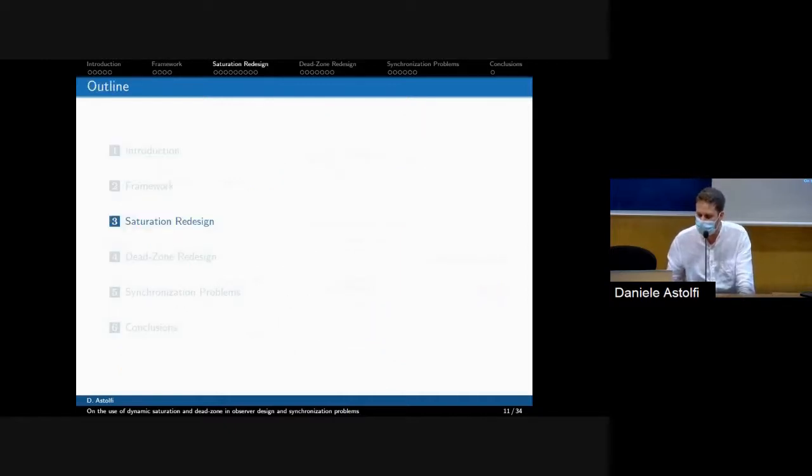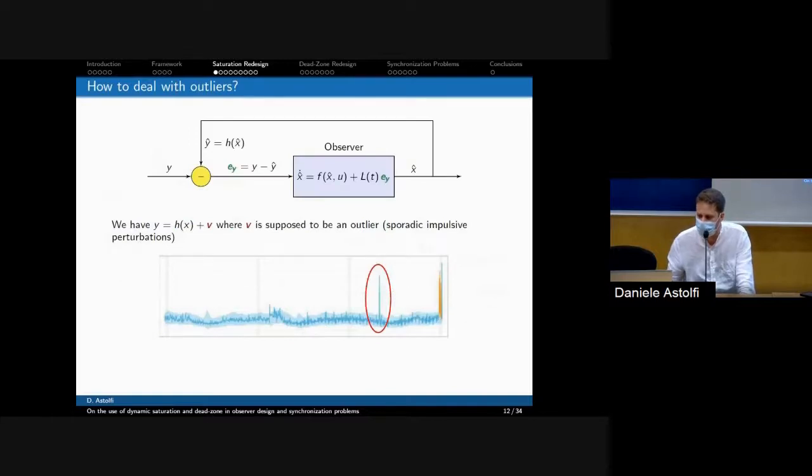So let's go to the first result of this presentation. First of all, in this image, we can see the outliers. So we suppose that we measure the output y, and from time to time, the output y is affected by an outlier. So some sporadic measurement noise that we would like to ignore somehow. So we consider the observer, and we denote EY as the difference between y and y hat.